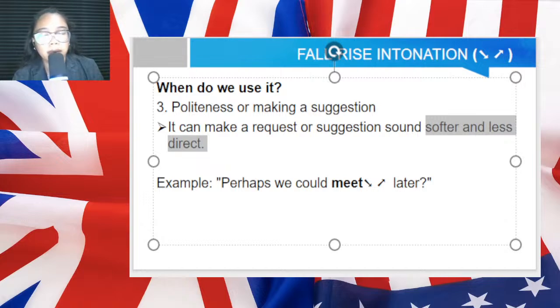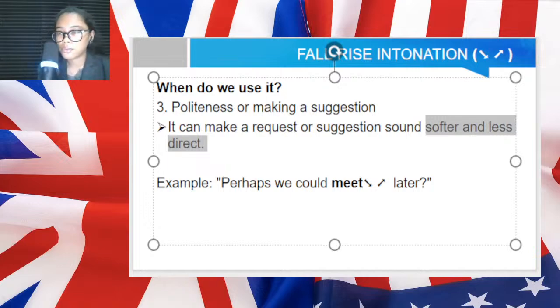Meet. Again, meet. Why here? You might wonder. The word "perhaps" already makes the suggestion a bit less direct than just saying "we could meet later." But adding the fall rise on "meet" makes it even softer and more inviting. If you just used a falling tone on "meet," it would still be a suggestion, but it might sound a little more firm or less open to discussion.